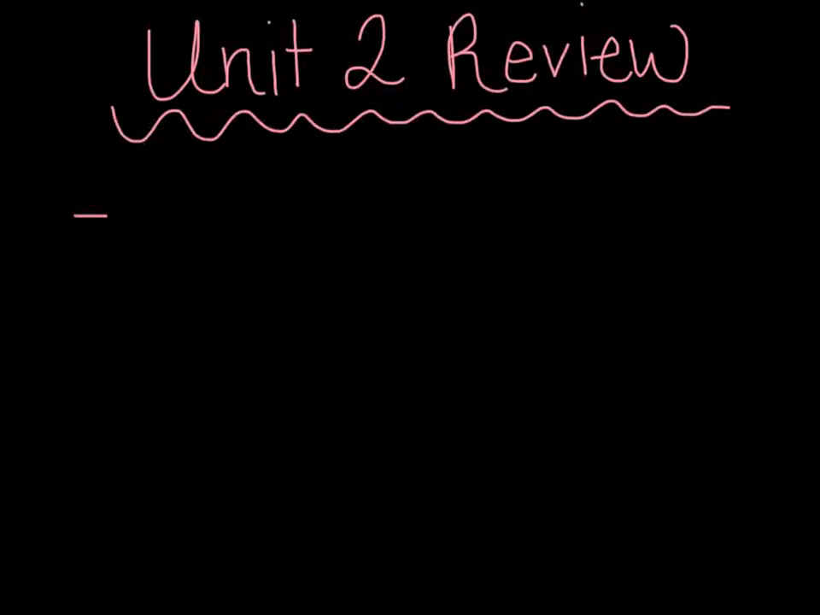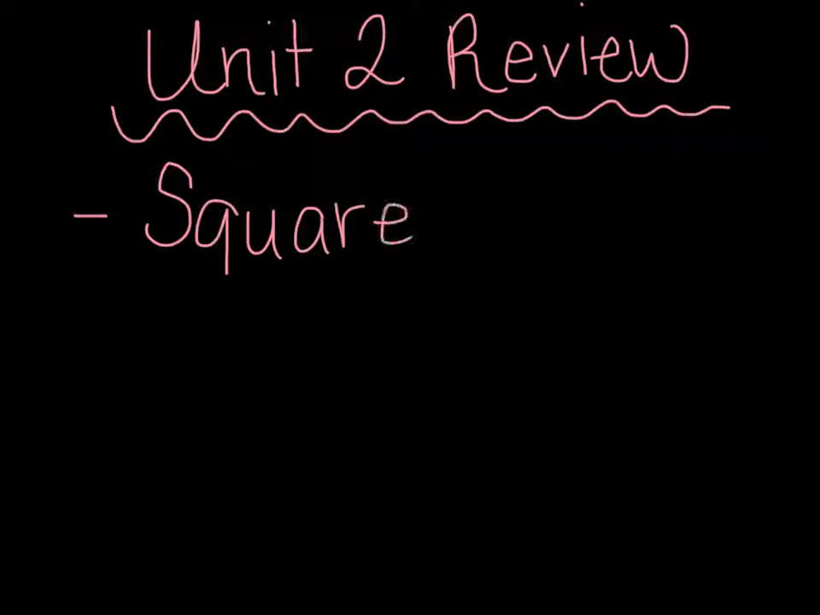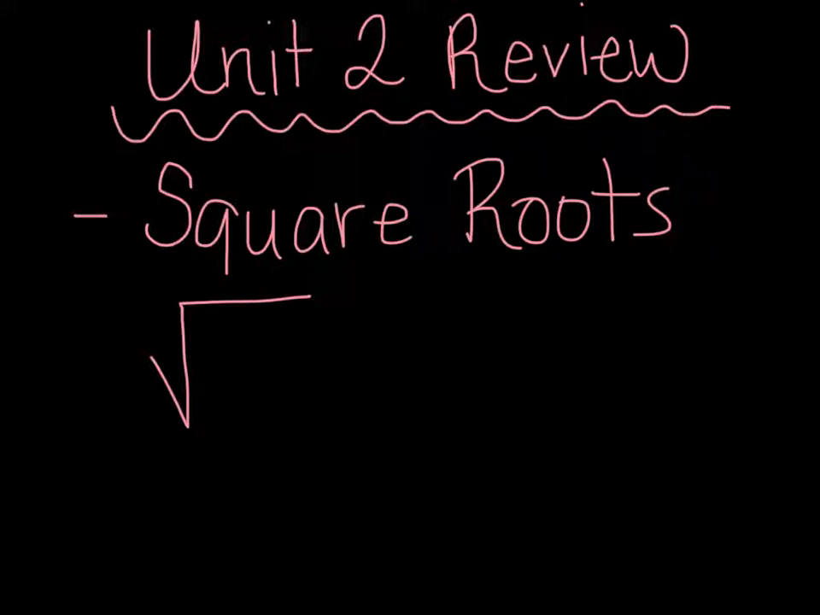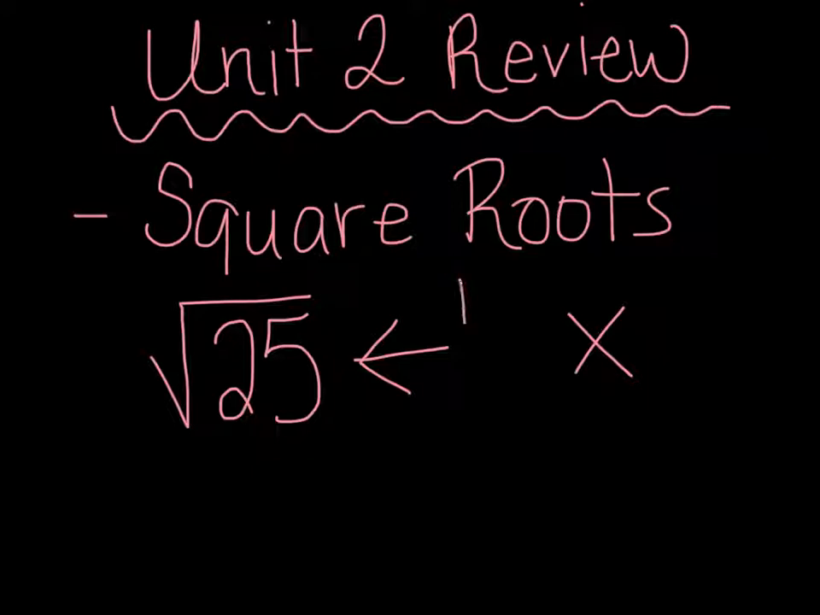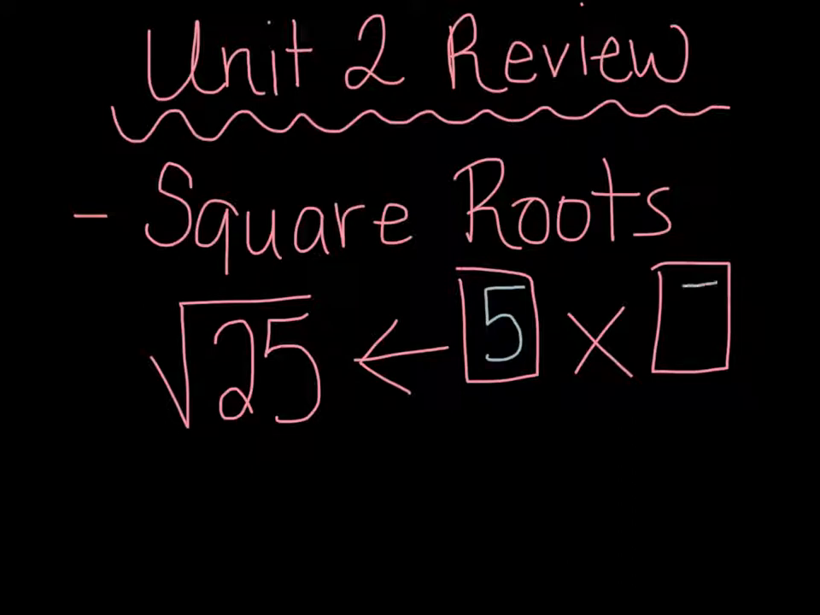The first thing that we looked at in this unit were our square roots. Now square roots are written using a radical, which we all are very familiar with, and it looks something like this. The number under the square root, and I'm going to choose a perfect square root, is solved by finding two equal factors that will multiply together to get that answer. I know that 5 times 5 is 25. Therefore, the square root of 25 is 5.